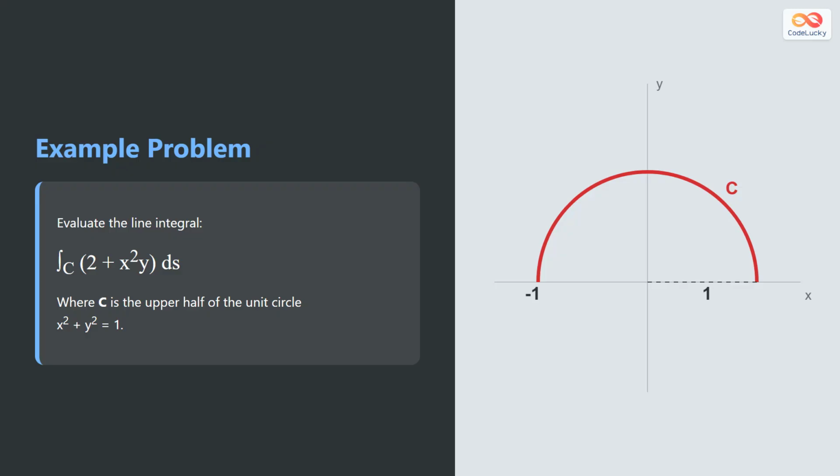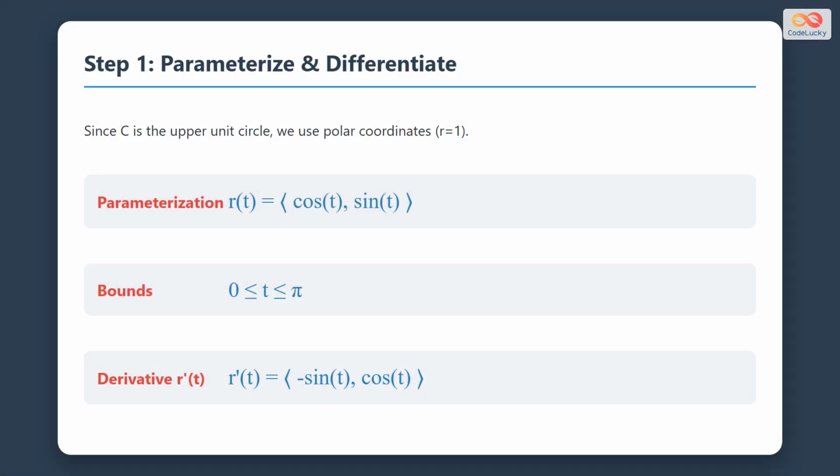Let's try a concrete example. We want to integrate the function 2 plus x squared y over the upper half of the unit circle. Here, our path C is the semicircle with radius 1. Step 1 is parameterization. For a unit circle, it is standard to use cosine t and sine t. Since we only want the upper half, t ranges from 0 to pi. We also compute the derivative vector, which gives us negative sine t and cosine t.